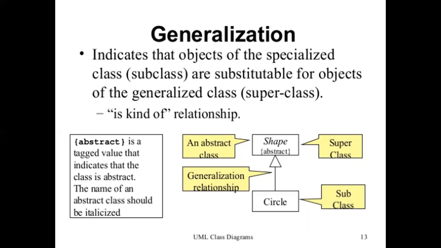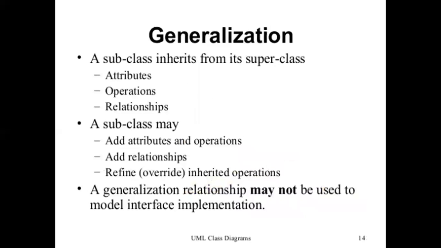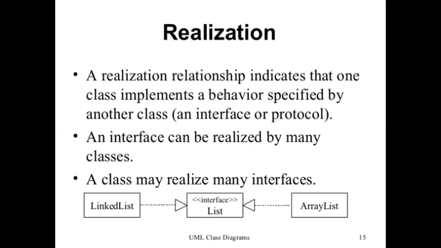Suppose shape has some general properties and the subclass has specific properties; that is the relation between superclass and subclass. In generalization, the subclass inherits from its superclass the attributes, operations and relations. The subclass may also have additional attributes, operations and relationships. The generalization relationship may not be used to model the interface implementation.